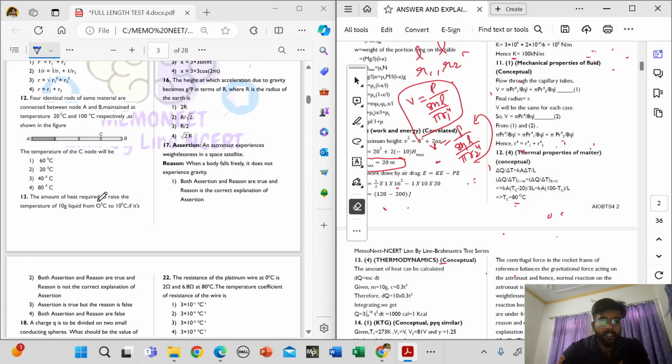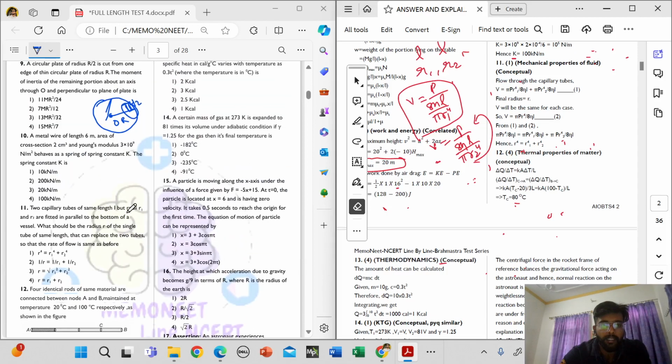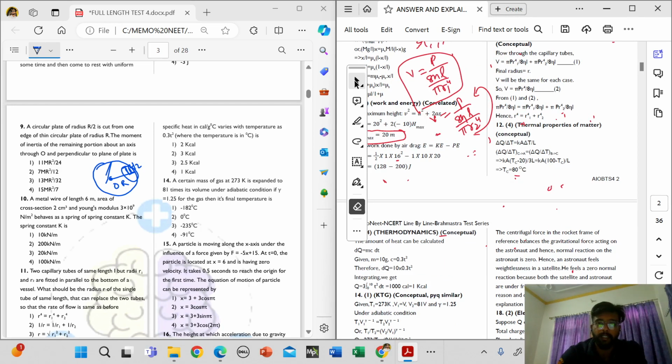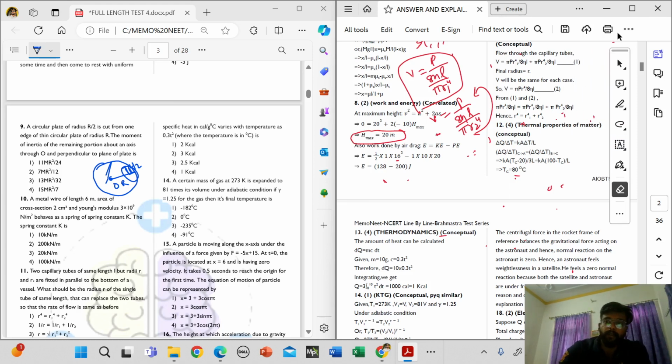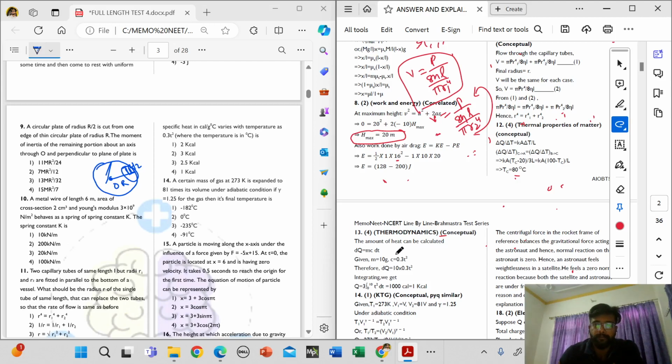Now, find the amount of heat required to raise the temperature of 10 grams of liquid from 0 degrees to 10 degrees. The specific heat in calories varies with temperature, given as 0.3 T square. We have to calculate the amount of heat. It is just a simple formula, that is m c delta T. See here, dQ is m c dT, given m is 10 grams, c is given as 0.3 T square, and dT.